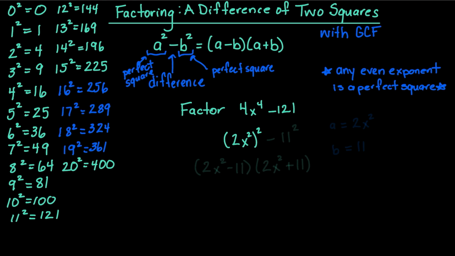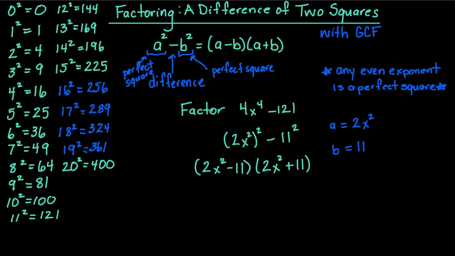You would see if I distribute that 2 into both of those factors, I'd end up back at 4x to the fourth minus 121 is 11 squared. So A is 2x squared and B is 11. So this factors into 2x squared minus 11, 2x squared plus 11.